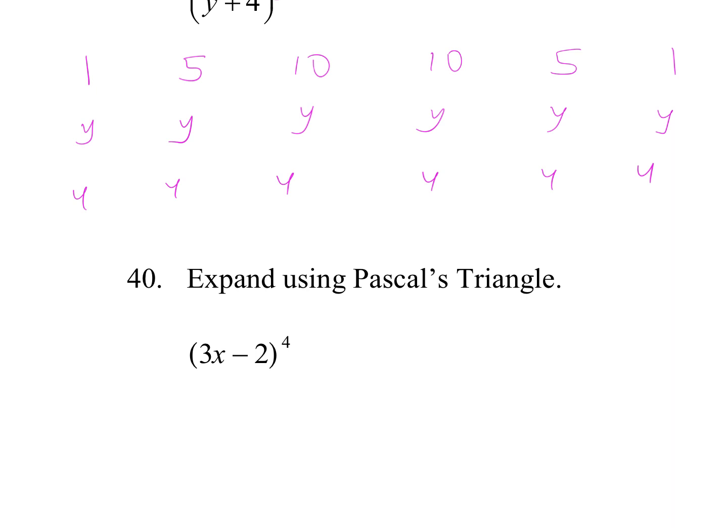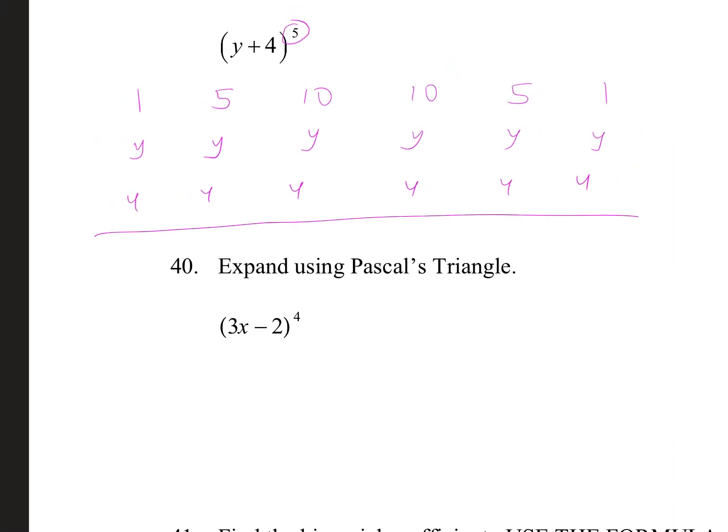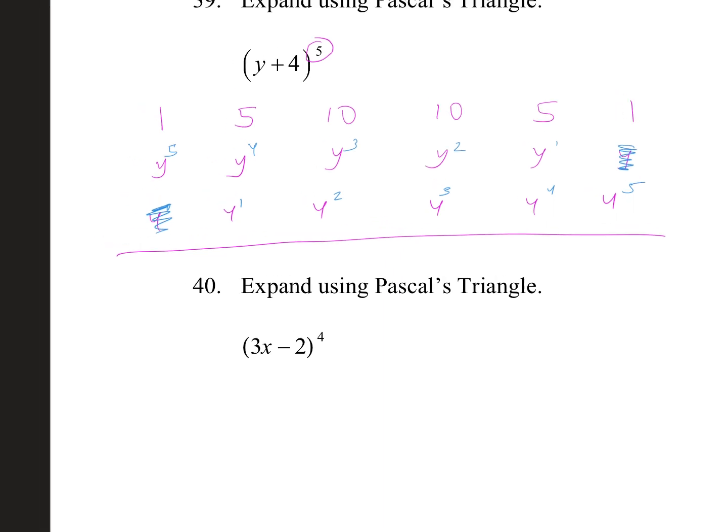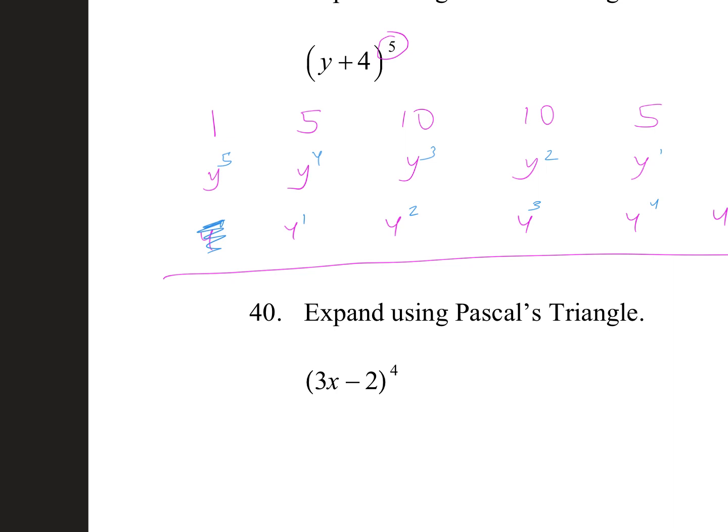Now, this is easy, guys. How do we do the exponents? Descending. So 5, 4, 3, 2, 1, 0. How do we do the next row? Ascending. So 0, 1, 2, 3, 4, 5. Let's talk about signs. What sign is in the middle of this parenthesis? It's a plus, so all of your signs are going to be what? Positive.